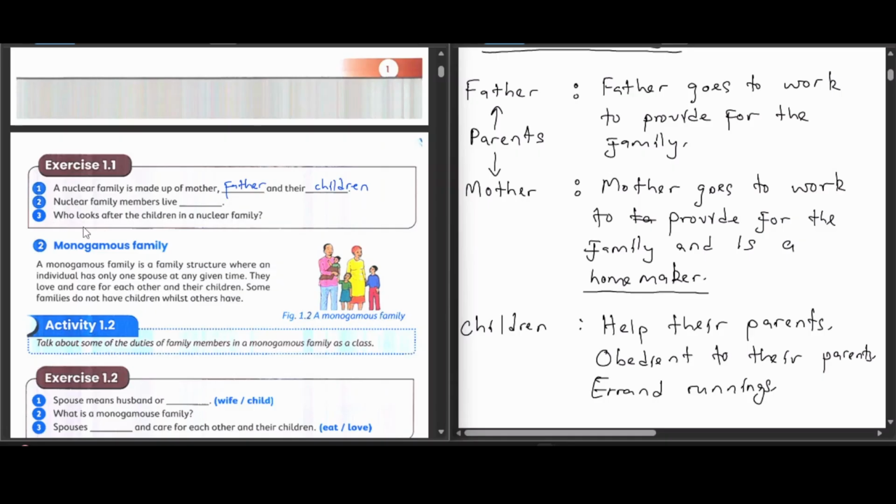Then number 2, nuclear family members live in the same house. Vanogara muimba imwe chete. Ndozvatadzidza. And then number 3, who looks after the children in a family? The parents. Ndozvatadzidza. So this is all we have to learn about the nuclear family.